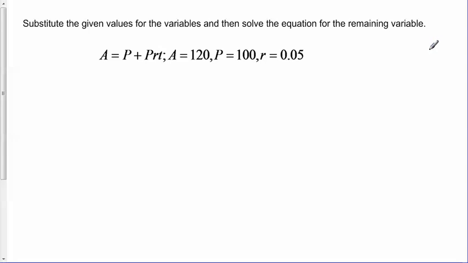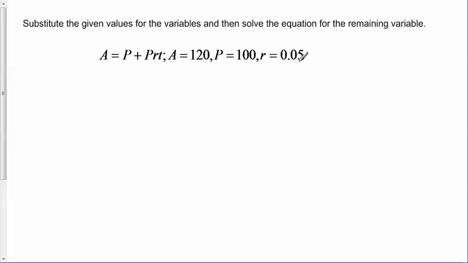Substitute the given values for the variables and then solve the equation for the remaining variable. So we're given the formula A equals P plus PRT. Some of you might recognize this as a formula that has to do with how much money you earn when you have interest involved. And we're given values A equals 120, P equals 100, and R equals 0.05, or 5 hundredths.